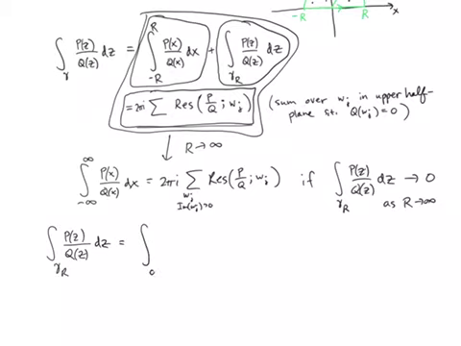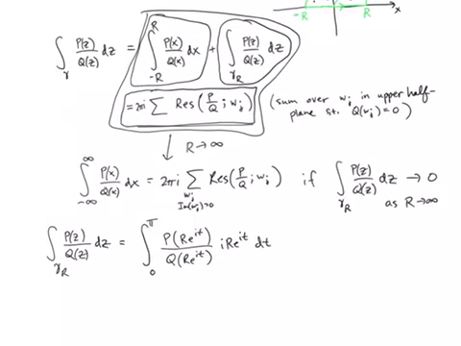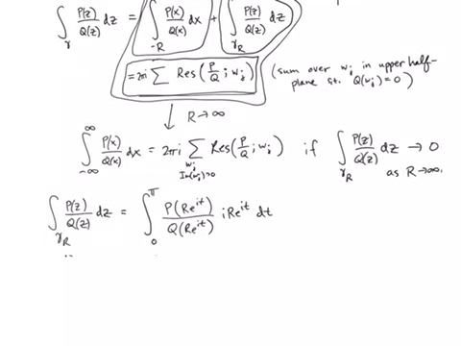So looking at the integral over gamma r of p of z over q of z dz, that's the integral from just parametrizing 0 to pi. z is r e to the it, and so dz is i r e to the it dt. Okay, and so let's call this quantity e sub r.